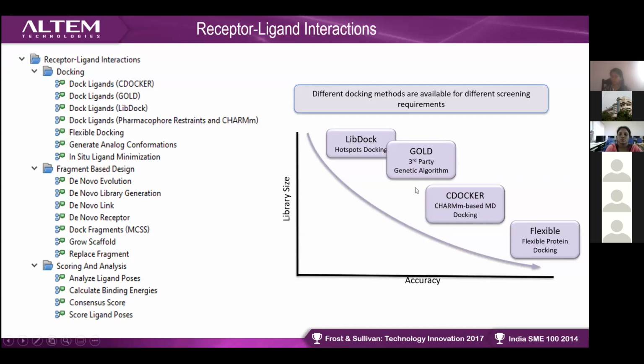That hotspot approach is completely based on protein-ligand interaction. If you have very few molecules, you can go for CDocker. If you have lakhs and thousands of molecules, you can go for LibDock as well as filter them. And you can generate the isomers also, and you can look for them. So apart from that, you will be doing flexible protein docking.